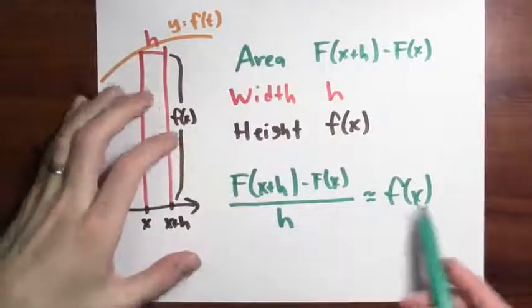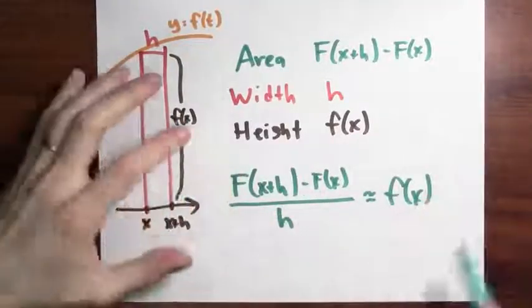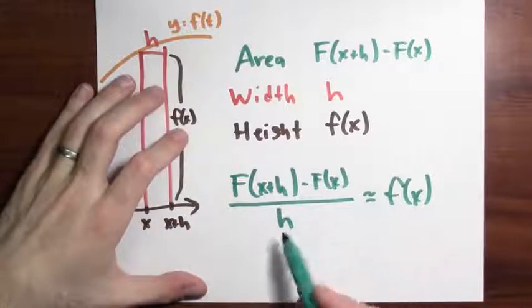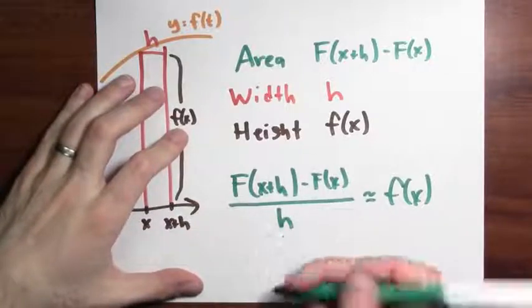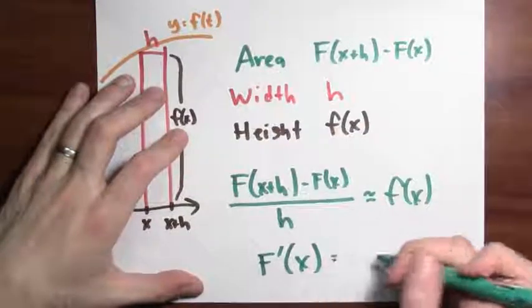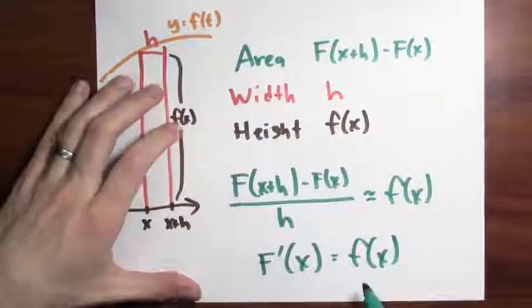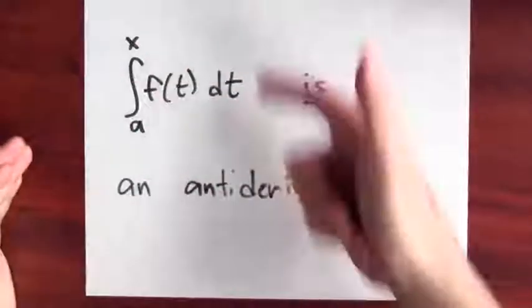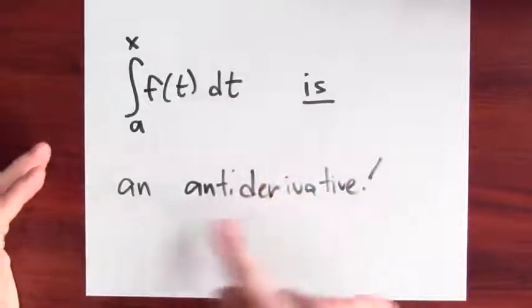Well, of course, this is only approximately true, but if I take a limit as h approaches 0, this gives me the derivative of the accumulation function, and that will in fact be equal to the function's value. And that is the whole game. The accumulation function big F is an antiderivative of little f. Well, this is really remarkable.